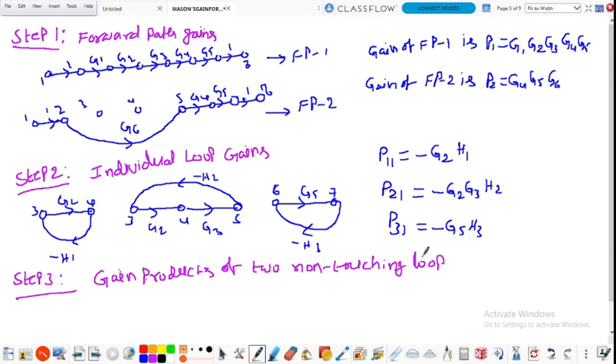So from the given figure, first find out the non-touching loops. How many two non-touching loops are there? First identify the two non-touching loops. So these are the individual loops. This loop and this loop are non-touching loops. That is the first combination of two non-touching loops. And this is another loop and this is another loop, and these two loops are also non-touching. So this is the second combination.